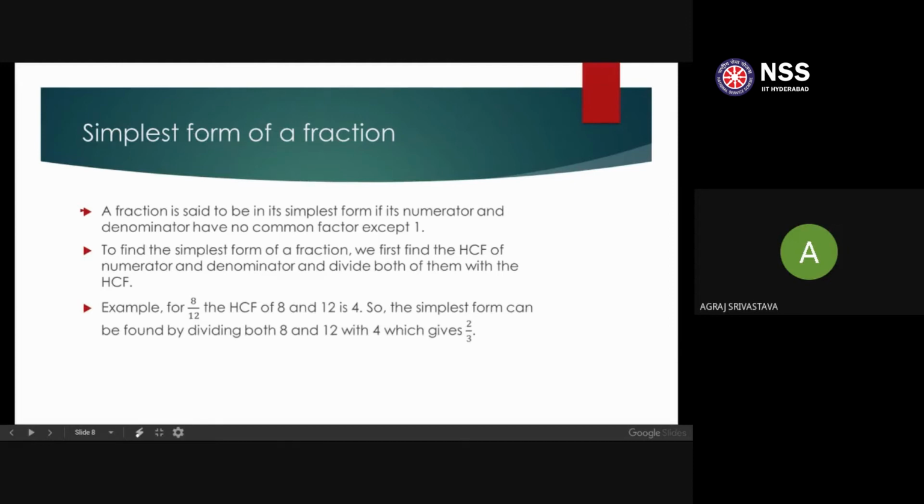So we start with the fraction 8 by 12. Now the highest common factor of 8 and 12 is 4, because 8 is 4 times 2 and 12 is 4 times 3. So we divide both of these terms by their HCF, that is 4, and it results in the simplest form, which is 2 divided by 3.